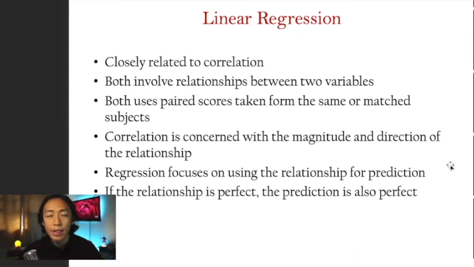And how are the two related with one another? One, as mentioned in the slides, both are interested in the relationship between two variables. Particularly, we use correlation and regression when the two variables are measured as continuous variables. So if we have two variables that are hypothesized to have a relationship, and both are measured as continuous variables, then those are the times wherein we use correlation, particularly Pearson R correlation. And similarly, this is also the condition wherein you can use linear regression.